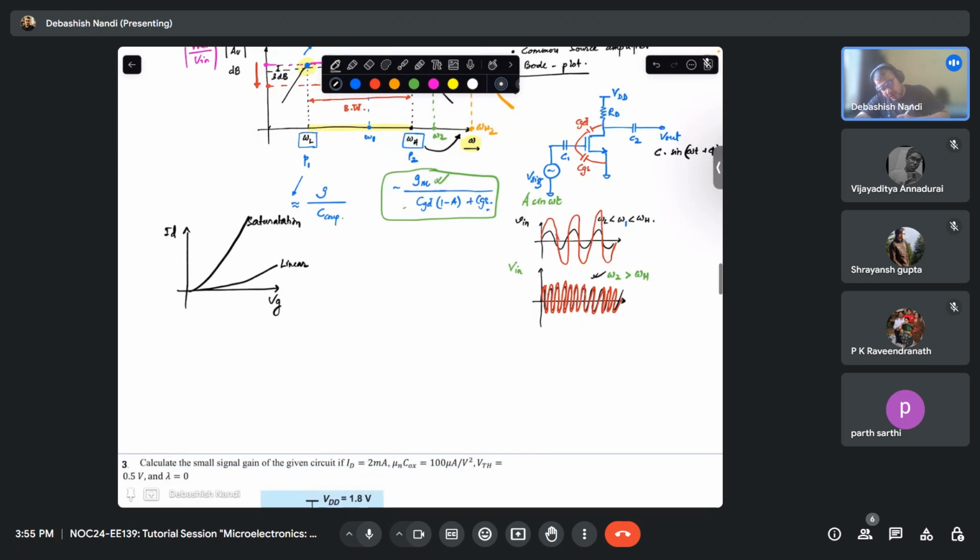So if you plot your GM, or just the derivative of the signal, you will see something like this. Okay. This is your linear. This is your saturation. So your GM is not ever constant. You see, as you change your bias, your GM changes.